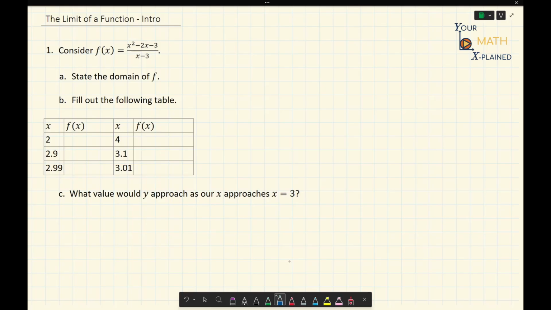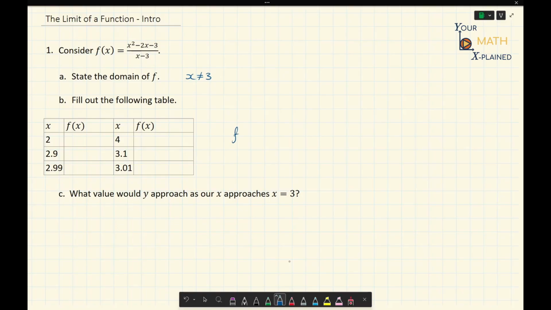Now let's take a look at our function f of x. In the denominator, we have x minus 3. So that tells us the domain of f is going to be x cannot equal 3, because we cannot divide by 0. Now let's go ahead and fill out the following table.